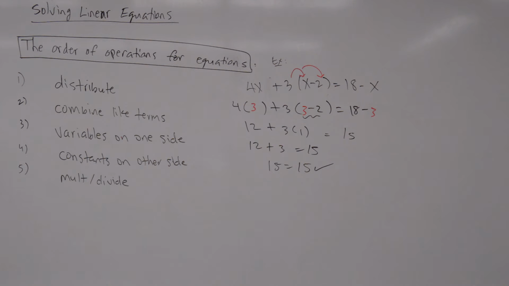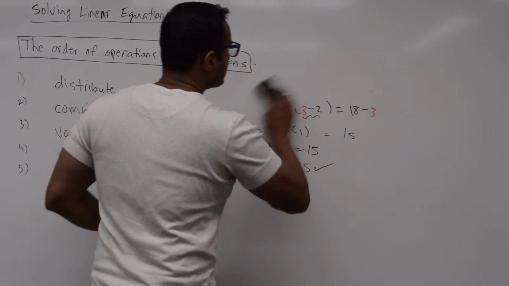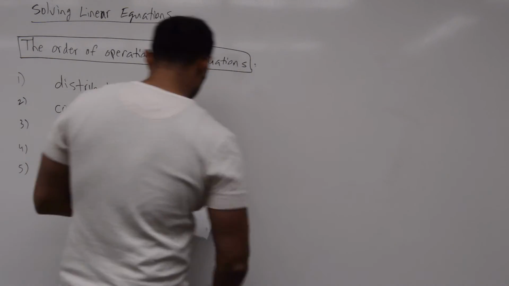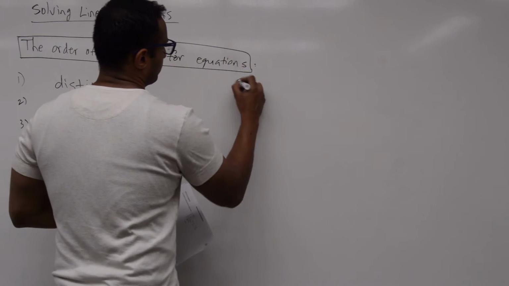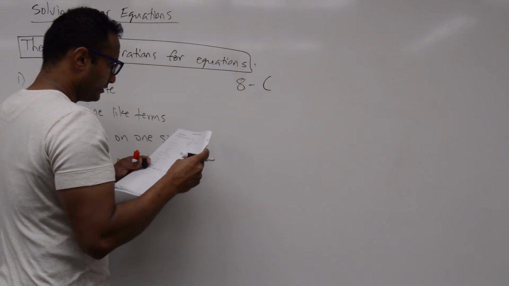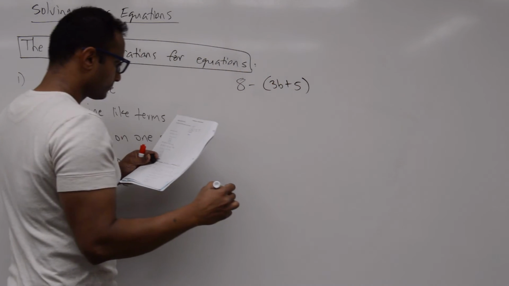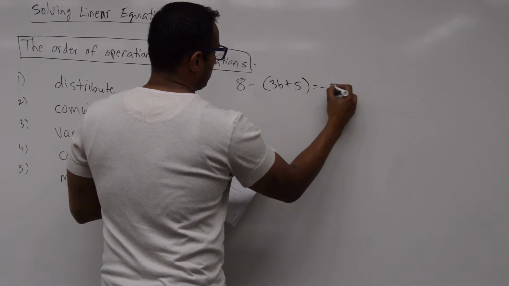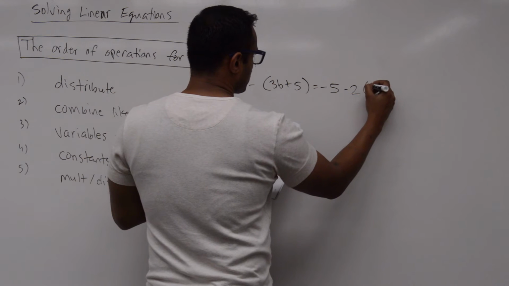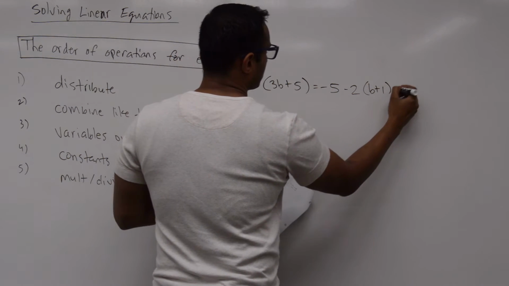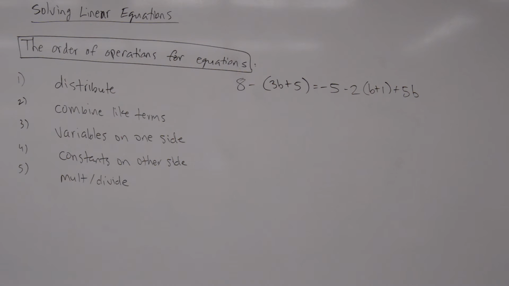Okay, now let's do an example that is a little more complicated, has a few more steps to it. So the next example, here's what we have. We have 8 minus parentheses 3b plus 5. That equals negative 5 minus 2 times b plus 1 plus 5b. Okay, kind of a long problem. But let's work through it step by step.